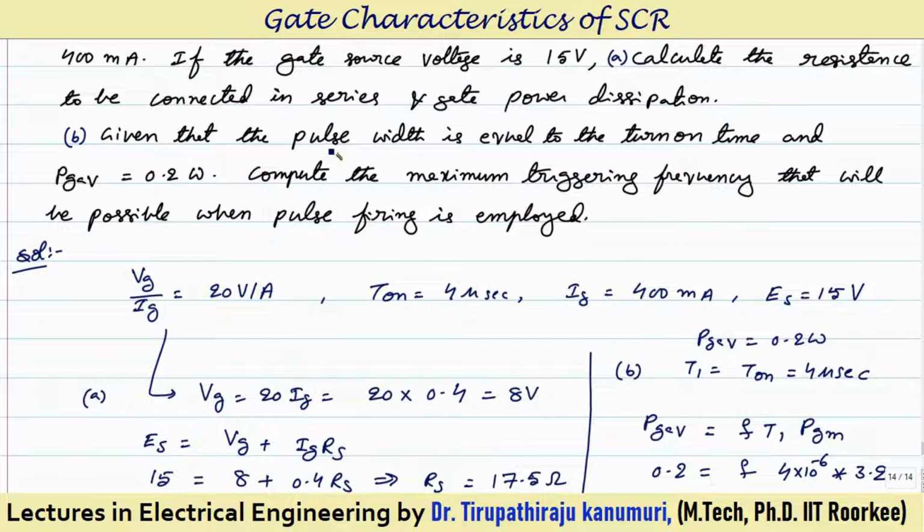Then the part B, given that the pulse width is equal to the turn on time. Generally the pulse width should always be greater than or equal to turn on time to avoid the maloperation. That means sometimes it will fail to turn on if it is less than that. And Pg average is equal to 0.2 watts. The average power dissipation is mentioned. Compute the maximum triggering frequency that will be possible when pulse firing is employed. So let us solve one by one.